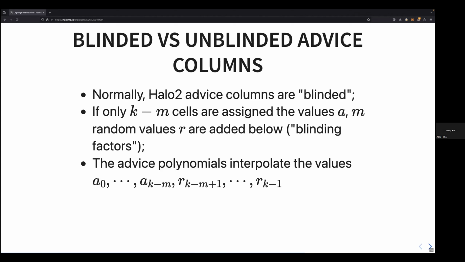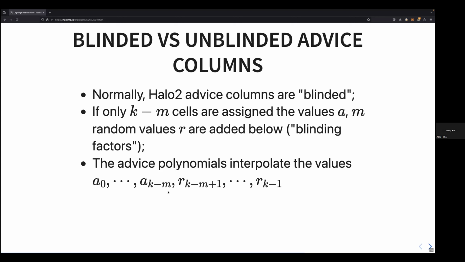In our case, you can think about it: if we are filling, let's say our number of users is not always 2 to the power of something. It's probably some arbitrary number that is not a power of 2. So if Halo 2 tried to fill the rest of the rows with random values, in our case, it would interfere with the grand total that is encoded into the constant coefficient of the polynomial. And we cannot let this happen, because this will just defeat the purpose of this polynomial encoding approach.